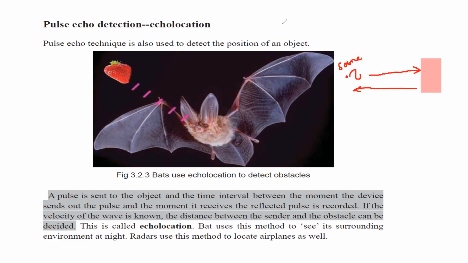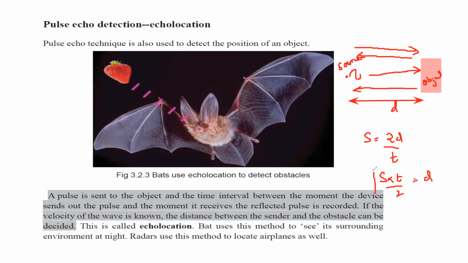To know the distance between the source and the object or the observer, if we say the distance between the source and the object is d, we have the formula speed equals distance over time. But because in a pulse echo the wave is sent and then bounces back, the distance traveled will be 2d divided by t. So if we need the distance, speed multiplied by time divided by 2 will give us the distance between the source and the object or observer.